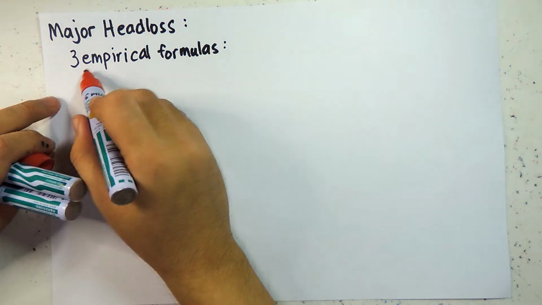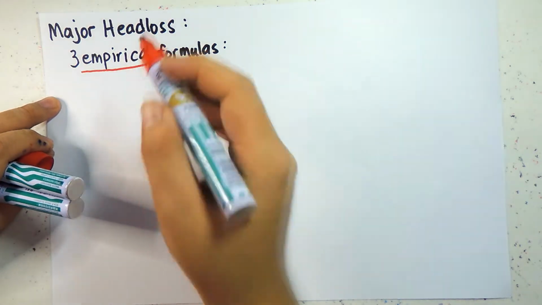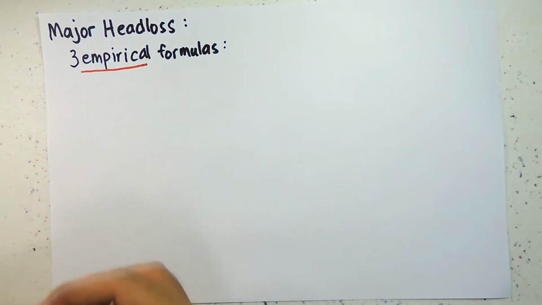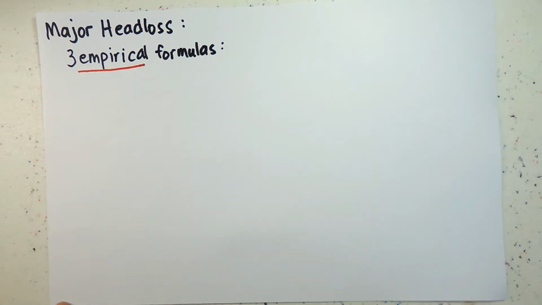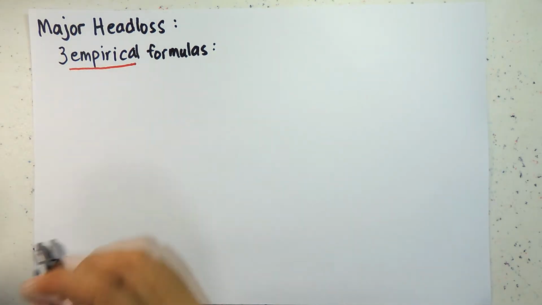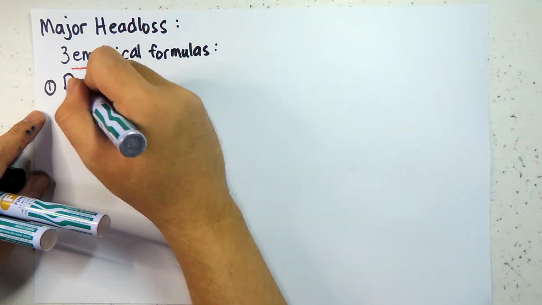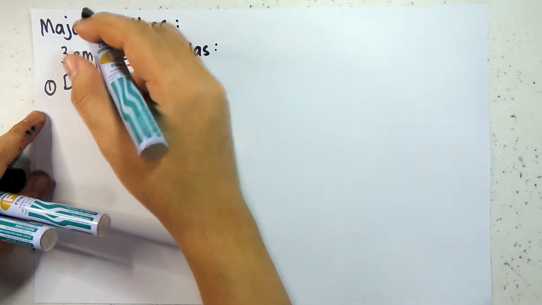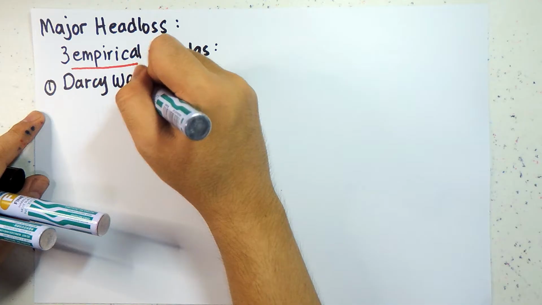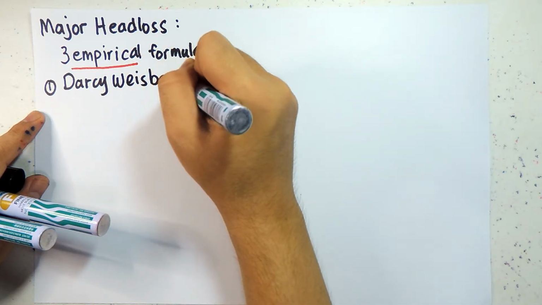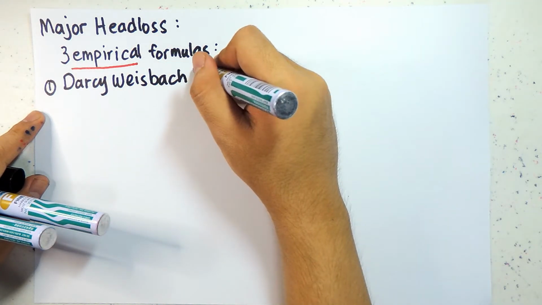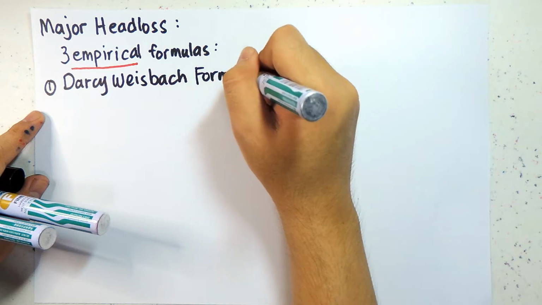So itong mga formulas na to yung ginagamit na rin natin for engineering design na pwede natin magamit in actual practice. So yung una na dyan ay yung Darcy Weisbach formula. So this formula is named after Henry Darcy and Julius Weisbach. So they are both European scientists and engineers that gave contribution to fluid mechanics.